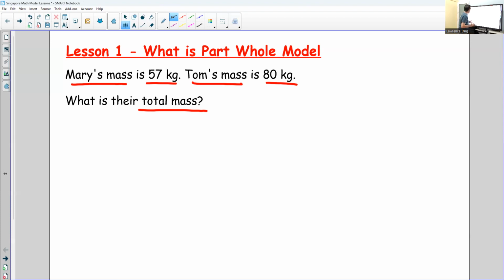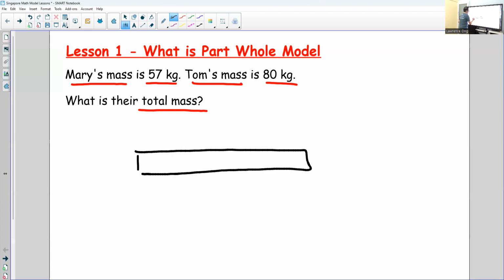If you read the question, you can see there are two persons. So if I'm going to draw a parcel model, it will be a whole rectangle, and I will cut it into two parts, because there are two persons. One shorter part and one longer part. The shorter part refers to a lesser value, the longer part refers to a larger value. So who has the smaller value, which is Mary?